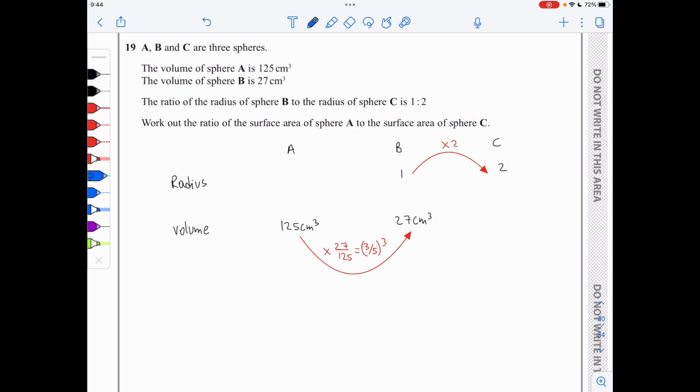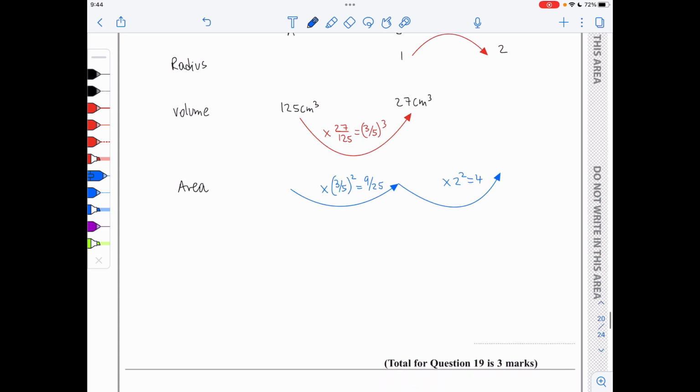So to go from A to C with respect to area, I take the length scale factors and I square them. So to go from A to B, it will be times 3 over 5 squared, which is 9 over 25. And then to go from B to C, it's going to be times 2 squared, which is 4. So we could simply say that the area of A times 9 over 25 times 4 will give me the area of C.